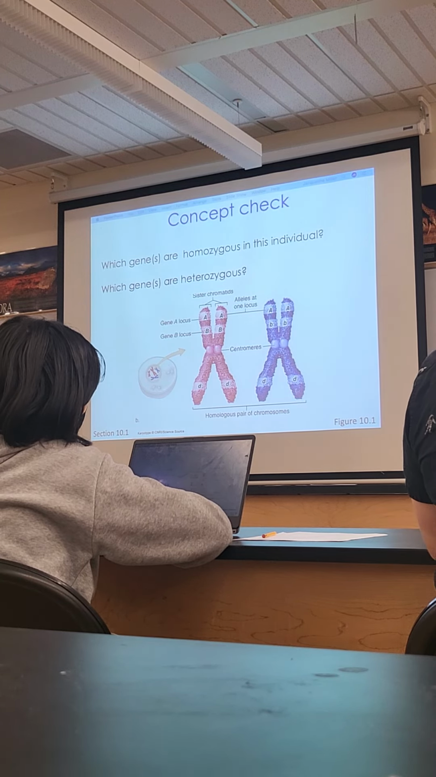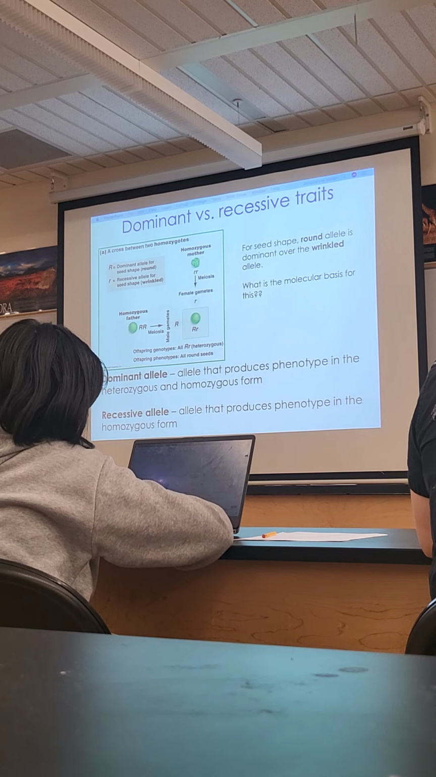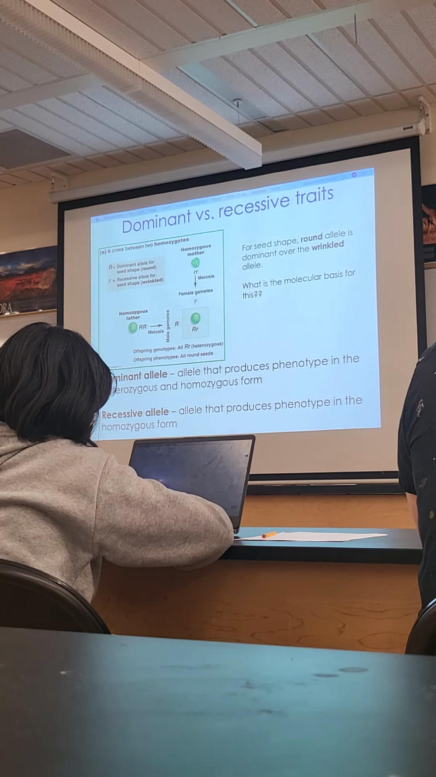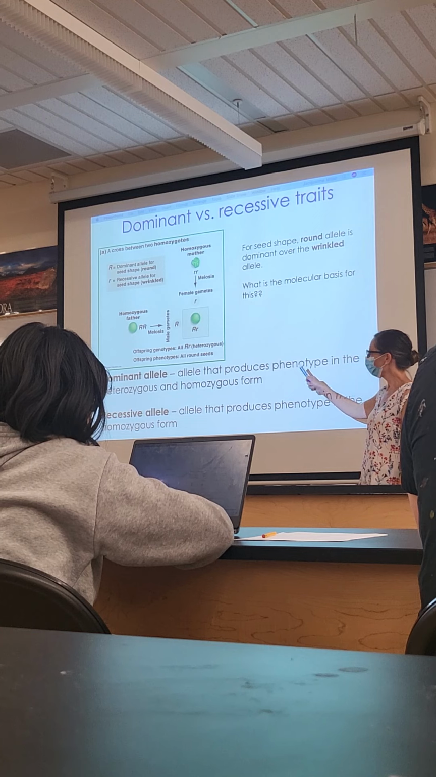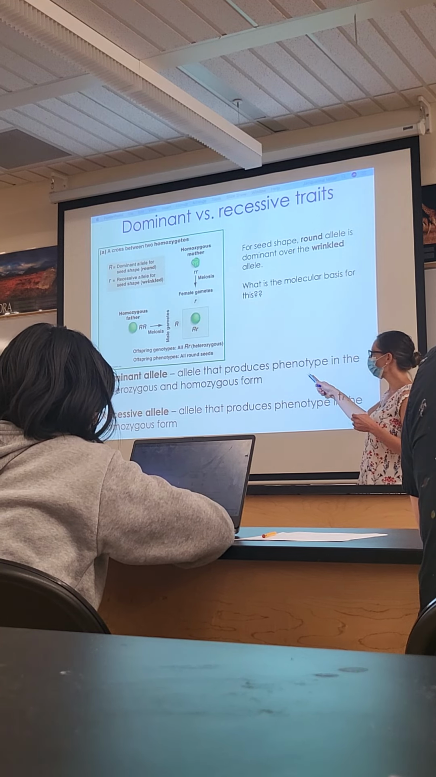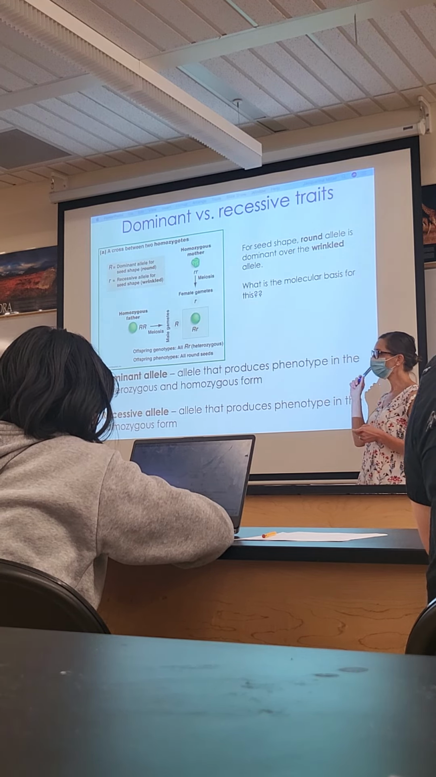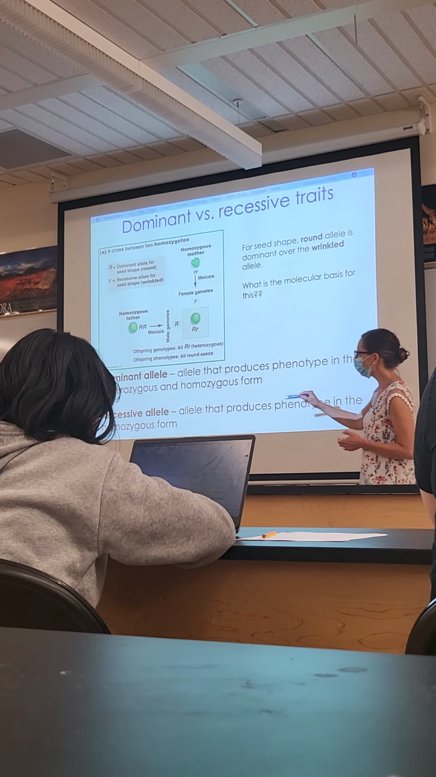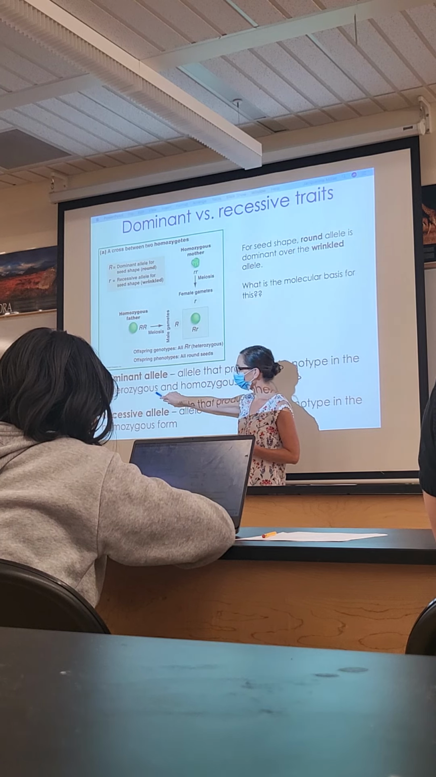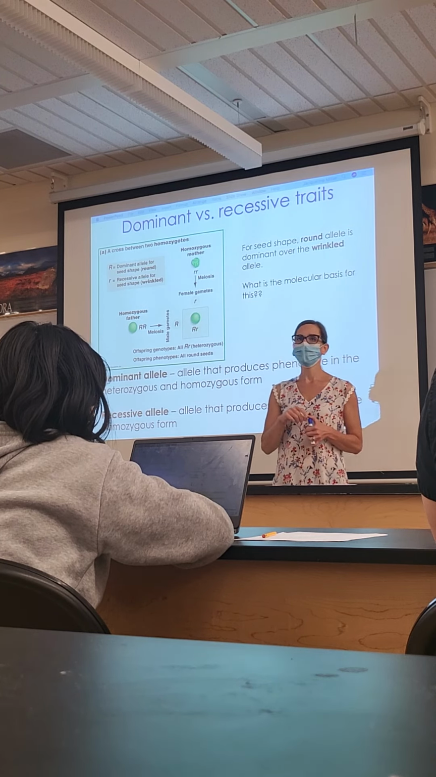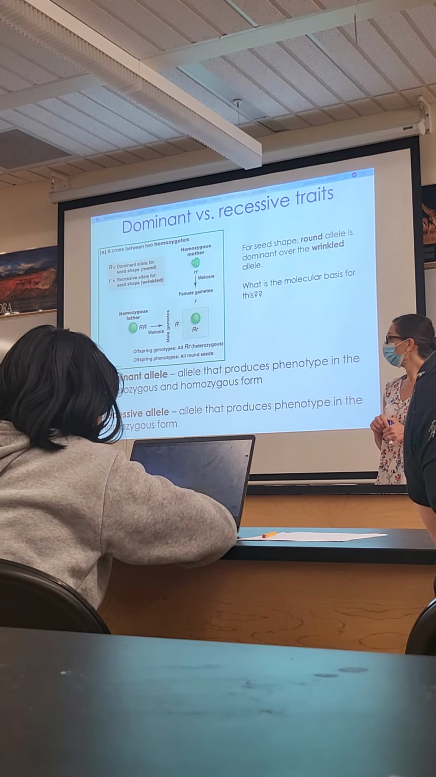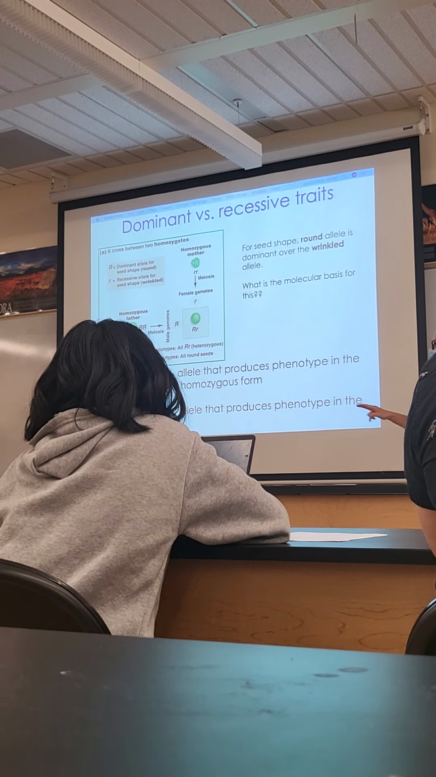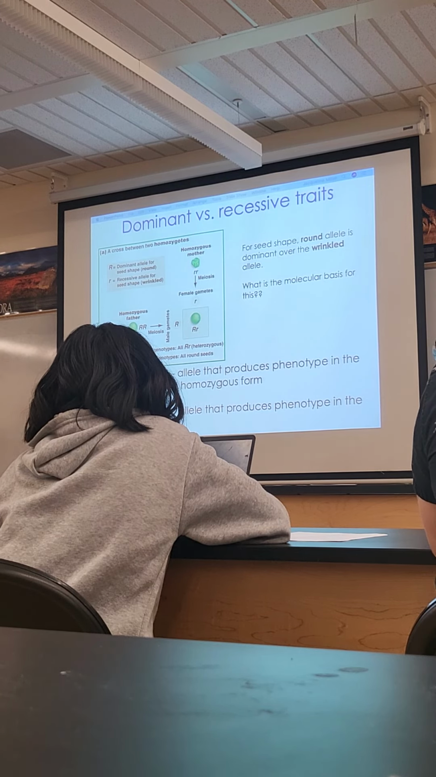And that really defines which trait is dominant. So the dominant allele, this is my definition of it, is the allele that produces the phenotype in both the heterozygous and the homozygous form. That means that whichever one you see in the heterozygous, that is the trait encoded by the dominant allele. The recessive allele you will only see when it has two copies, so it will only be seen in the homozygous form.